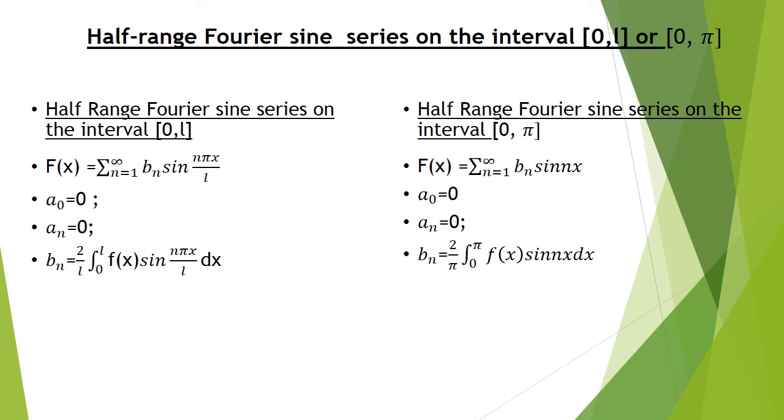See, this is how they look. Half range Fourier sine series or half range Fourier cosine series. Half range Fourier sine series, it's such a simple thing. A naught 0, a n 0. We'll have only b n for sine series. And for the 0, L interval, this is the formula. And for the 0 to pi interval, these are the formulas. Fourier series and b n, Fourier coefficient. And a naught and a n are zeros. Alright. So like this you have to write in the problems.